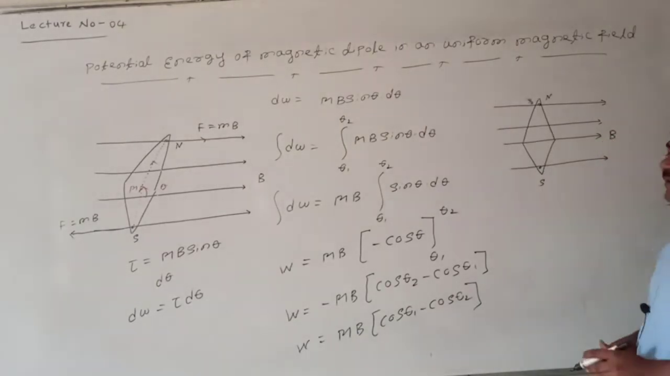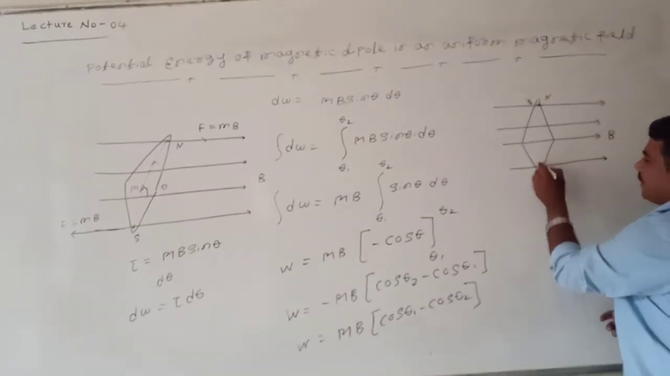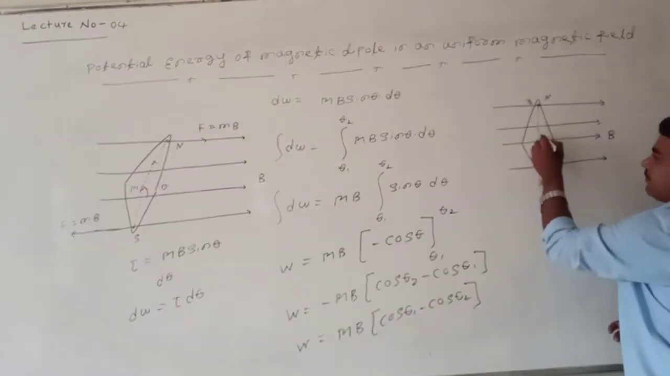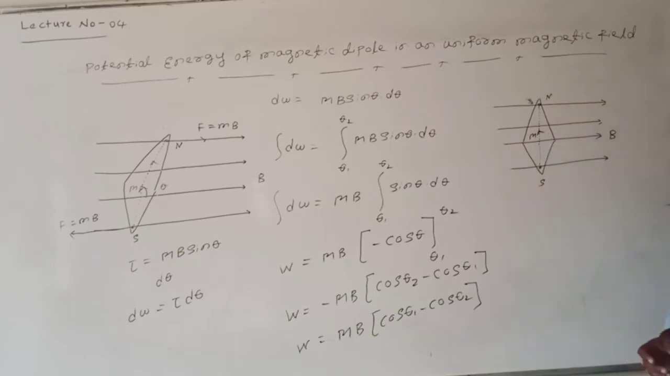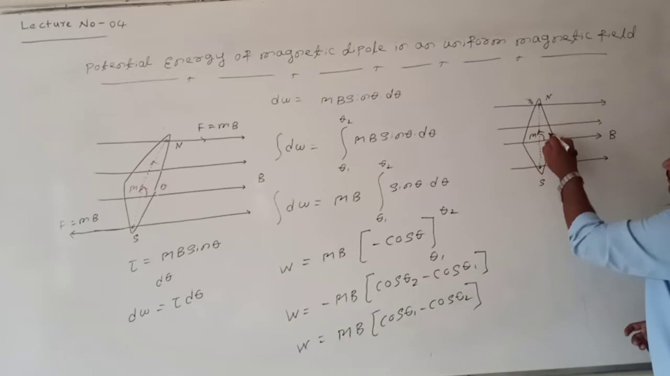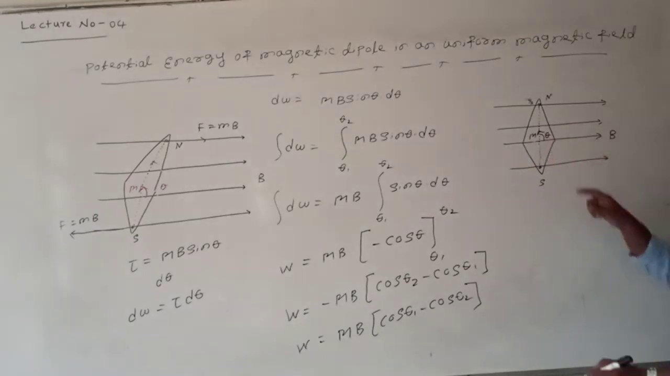This is B. Now, the magnetic dipole moment is along the magnetic axis, the line joining the north pole to the south pole. The direction of the magnetic dipole moment is from south pole to north pole, that is capital M. Now this is the angle between the magnetic dipole moment and the magnetic field. How much angle is available here?